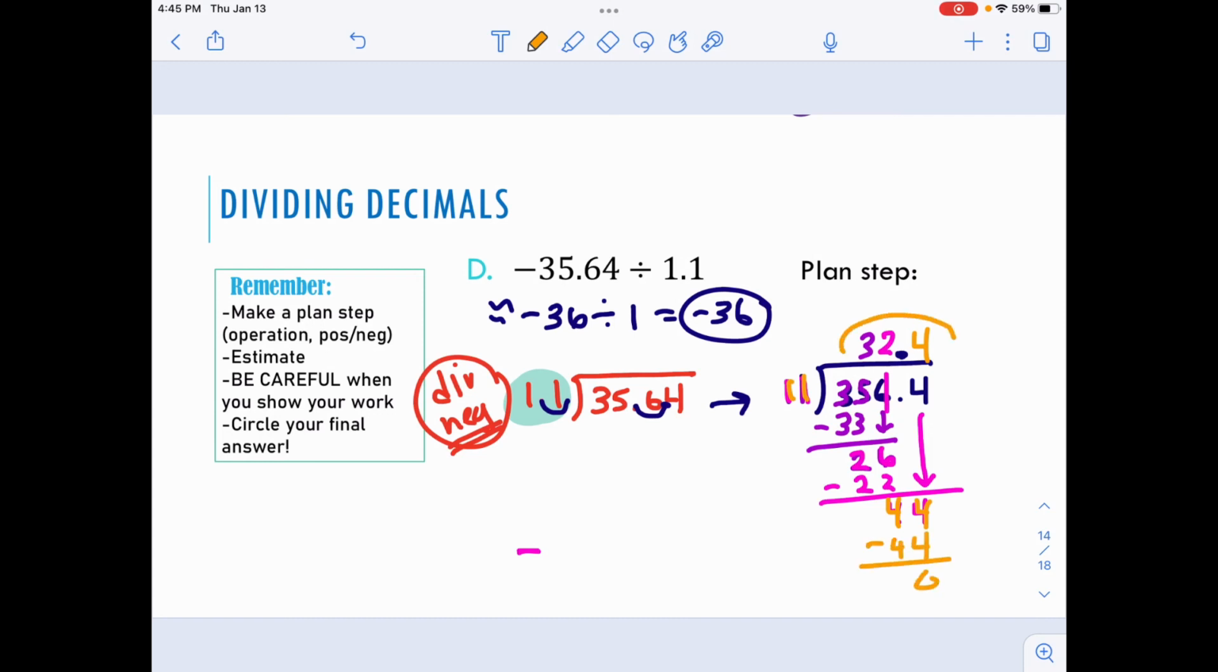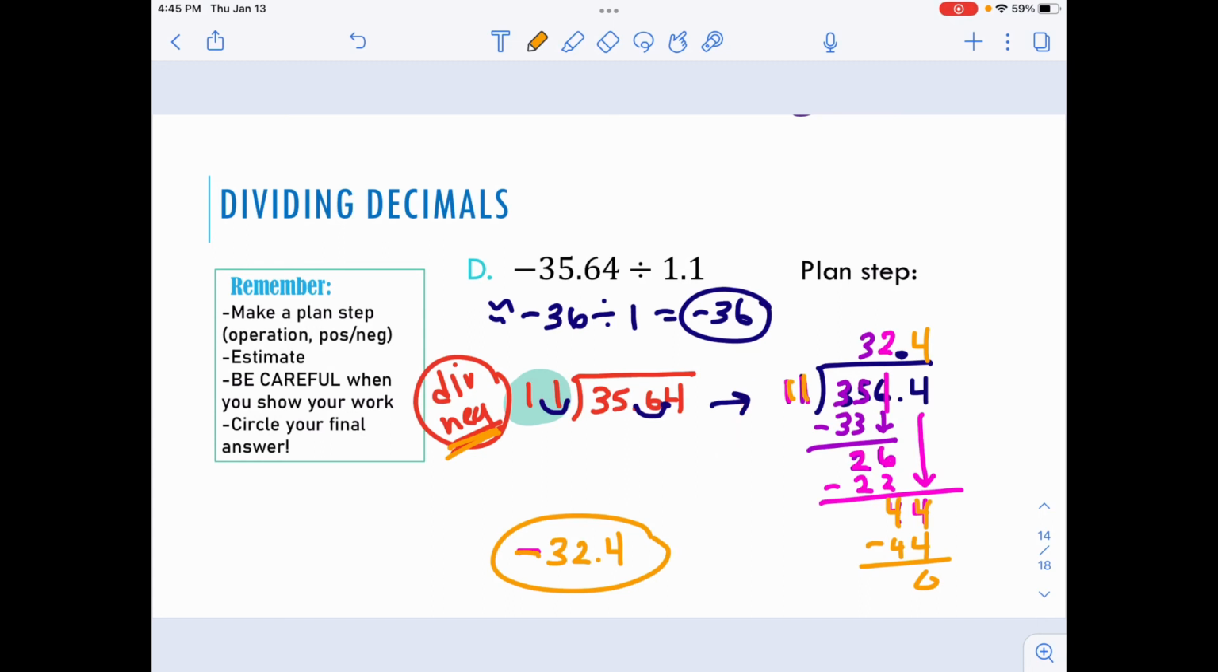So now my final answer of 32.4, but I'm not quite done yet. Don't forget your answer needs to be negative. So we've got negative 32.4. I'm going to circle that final answer. I'm going to cross-check it with my estimation, and we are good to go.